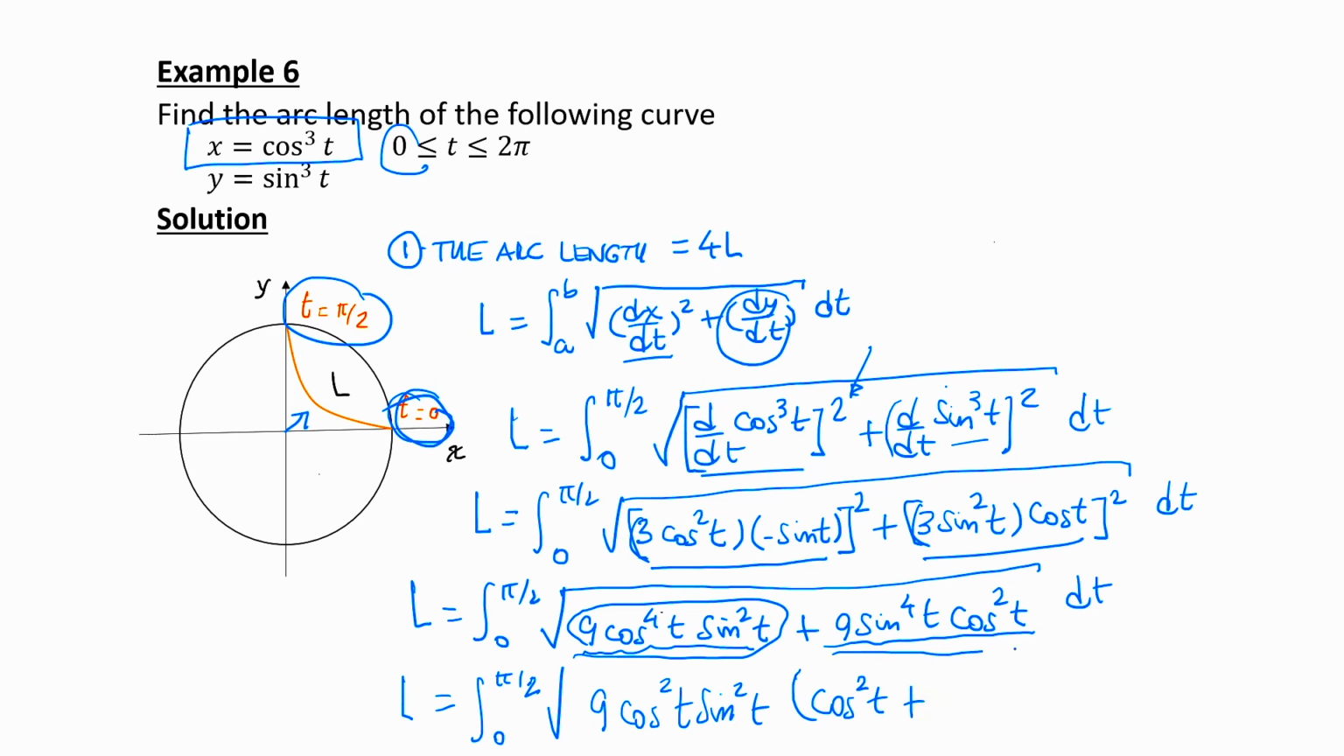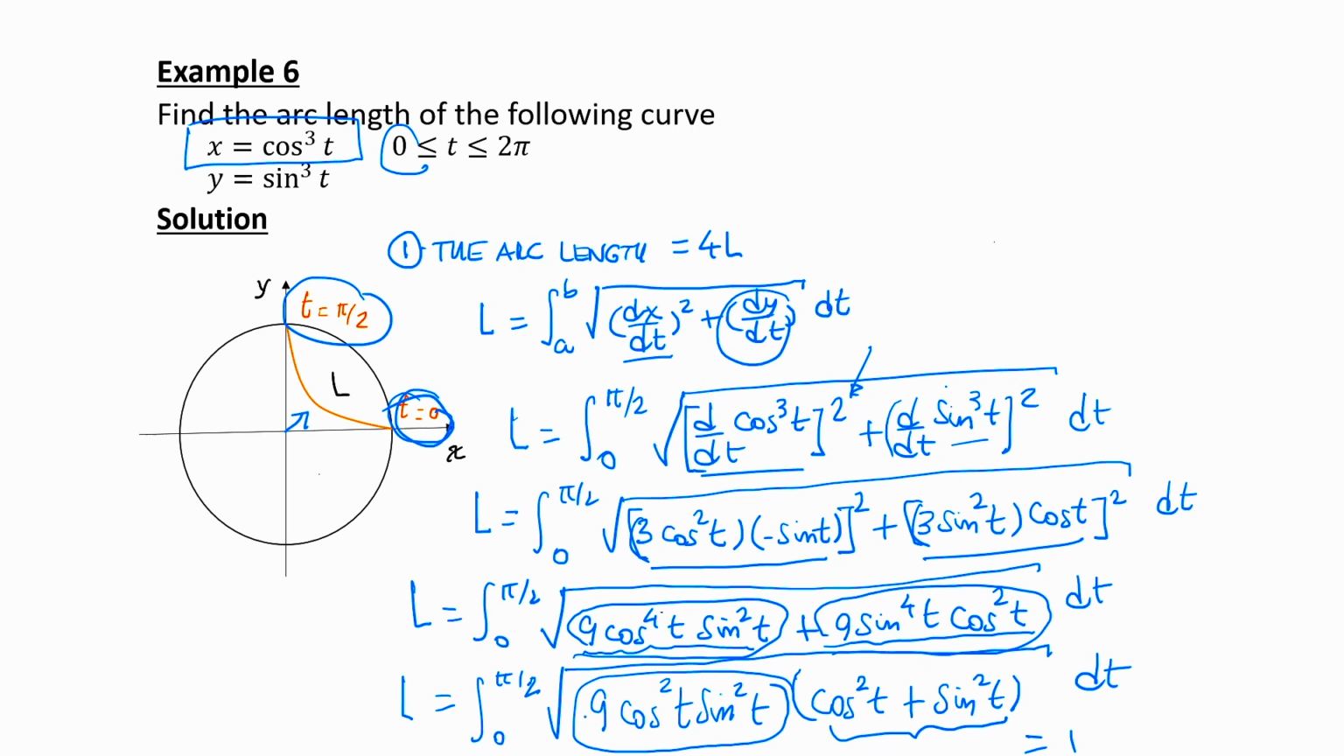Now on this term here, when we remove 9 sine square of t cosine square of t, we leave sine square of t. And then we close the radical, and then we integrate with respect to t. And look, this cosine square of t plus sine square of t is equal to 1 by using trigonometric identities. So now, this L will be just the integral from 0 to pi over 2 of this term, 9 cosine square of t sine square of t, and all this will be under the radical sign.